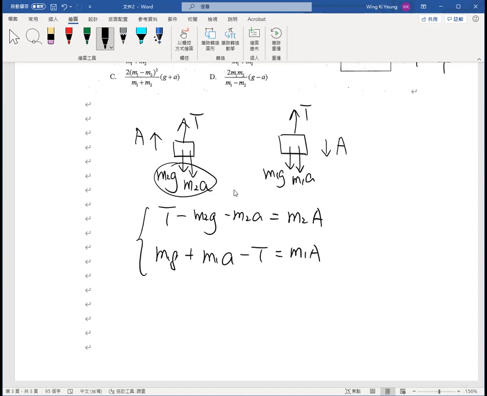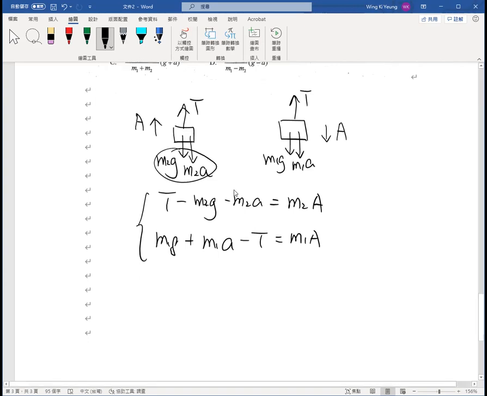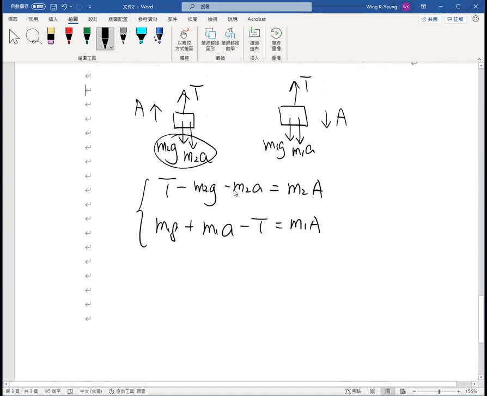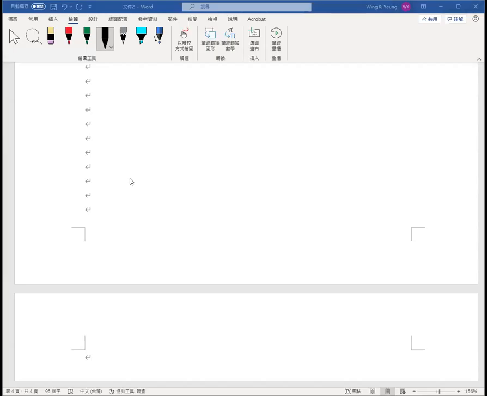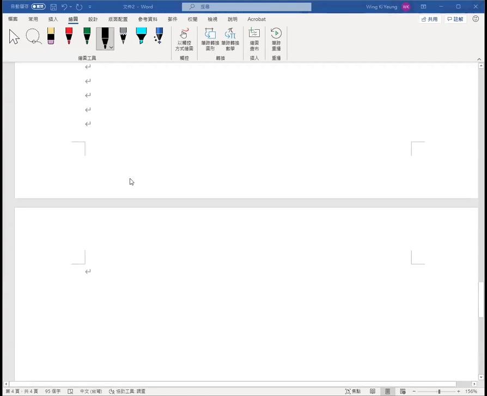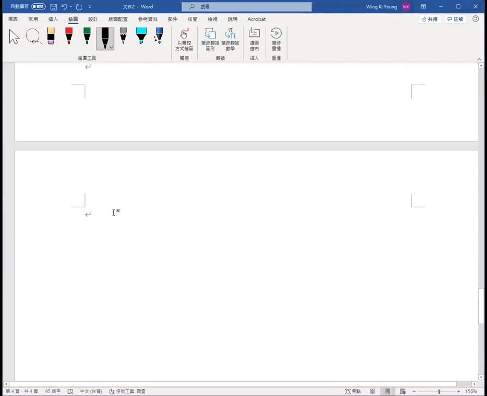To solve these two equations for T, you just try to eliminate the A, and then you can do it by yourself. Maybe I'll give you a few minutes to solve it, and then see if you can get the answer. The answer should be A. Just a few minutes, 2 minutes should be more than enough. Let's move to the next topic.